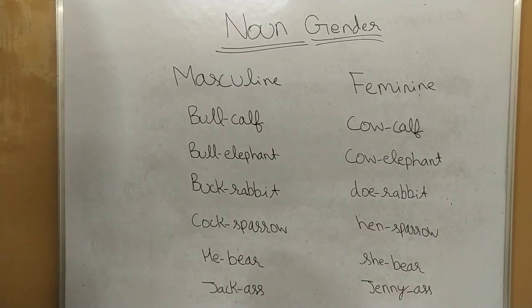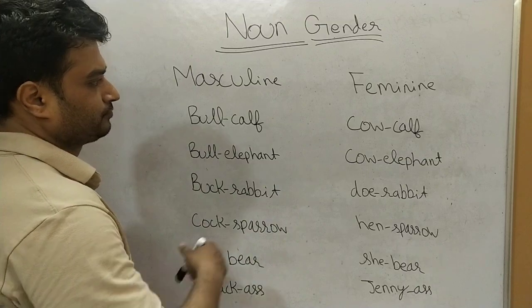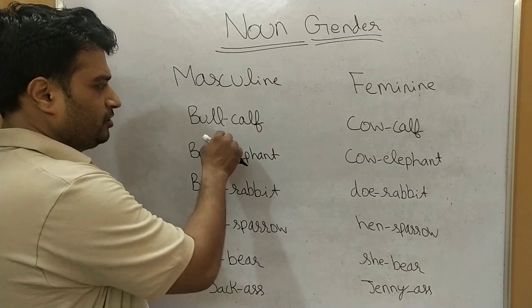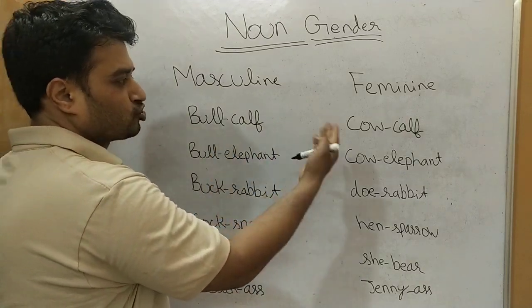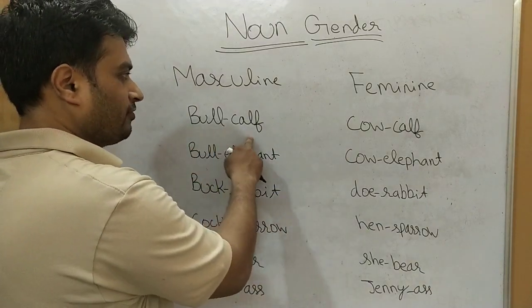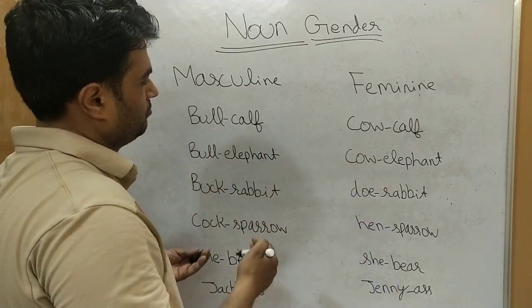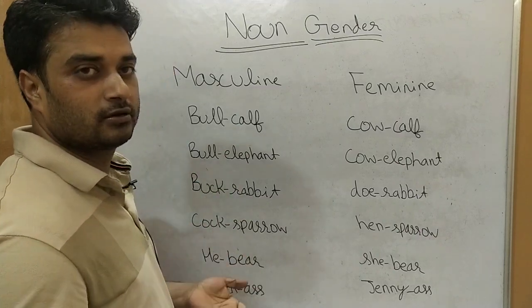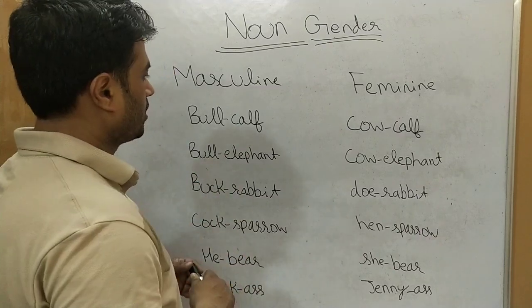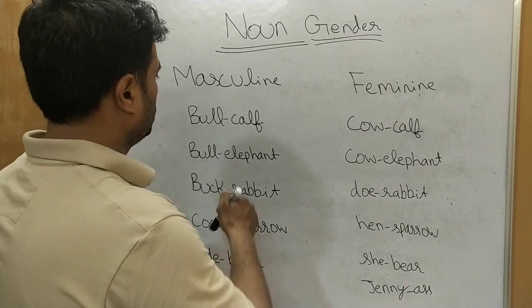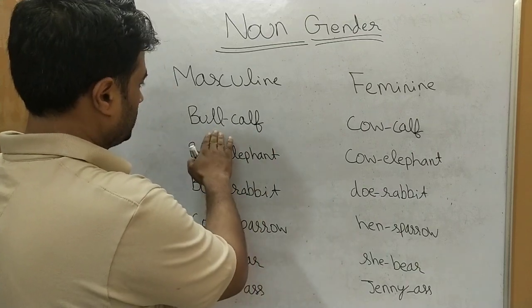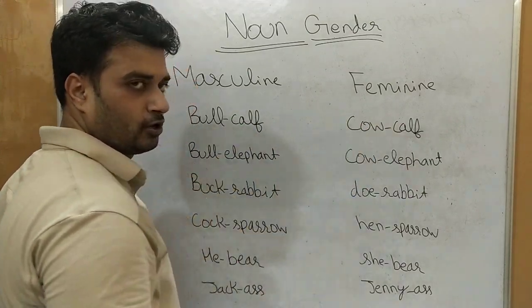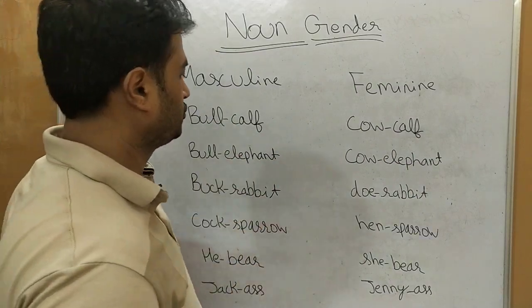Now these are some more words like bull calf, cow calf. So generally we do not use the word he calf or she calf. We say bull calf, cow calf. A calf is a baby cow. So when we have to say, then we will say bull calf or cow calf in order to show the masculine gender or the feminine gender.